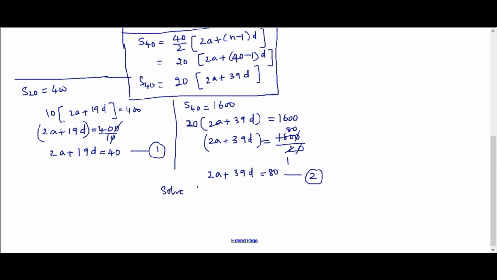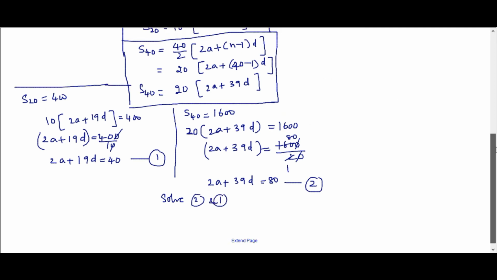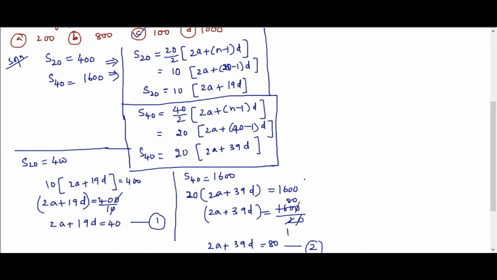Solve equations 2 and 1. This is what we have to do. Okay, I'll just use this space here so that everything is visible. So I'll write 2a plus 39d is equal to 80. Remember when I was solving some other questions like this in the nth term formula, I told you to prefer to write the bigger one first. It's easier to solve. Okay, so it will become, here I'll change the color so that you can identify that.